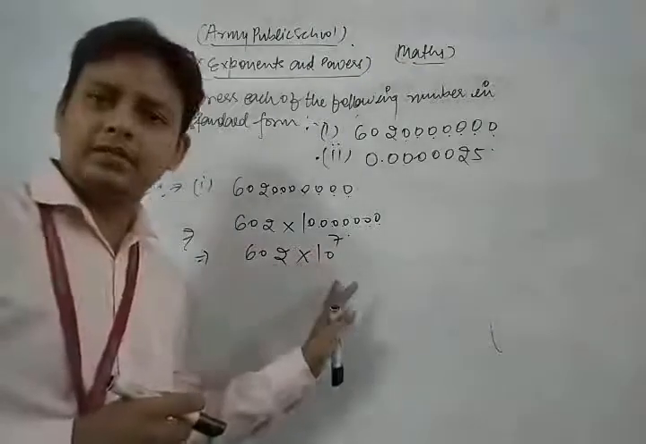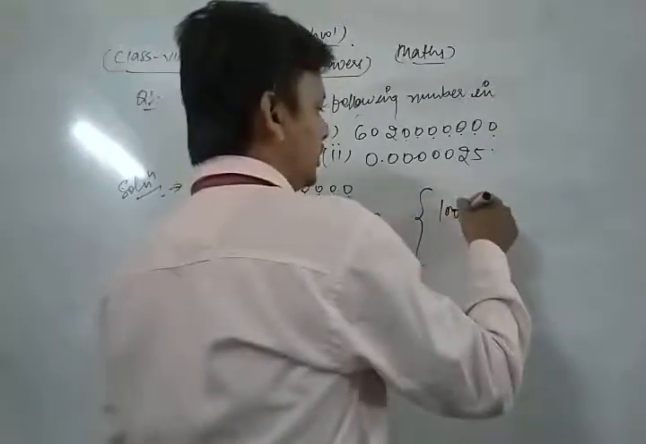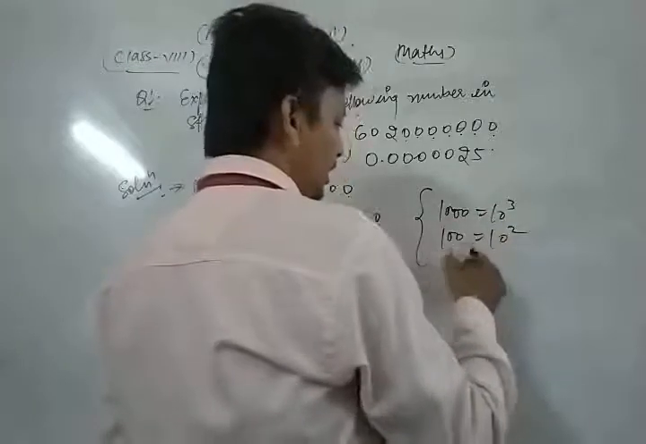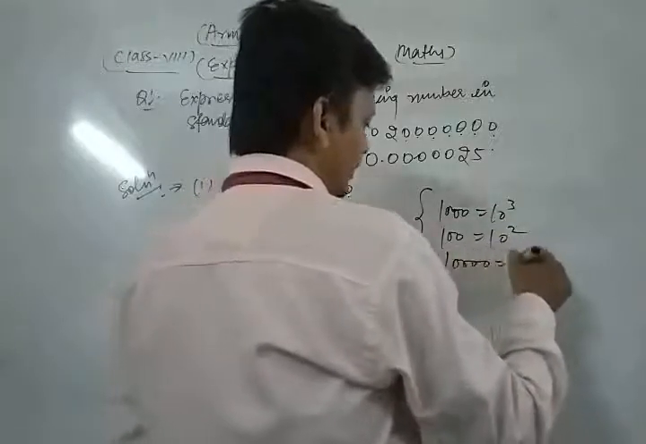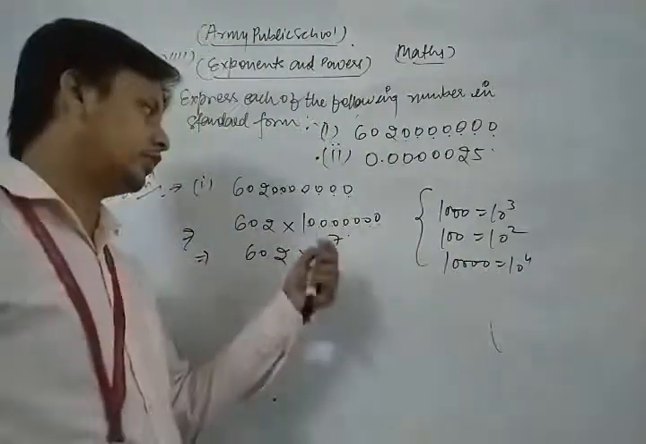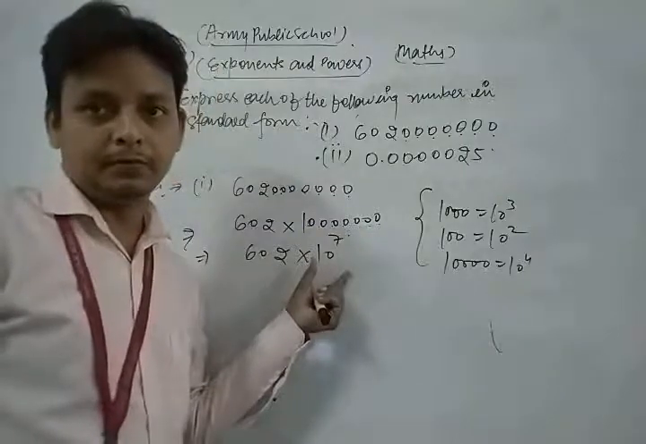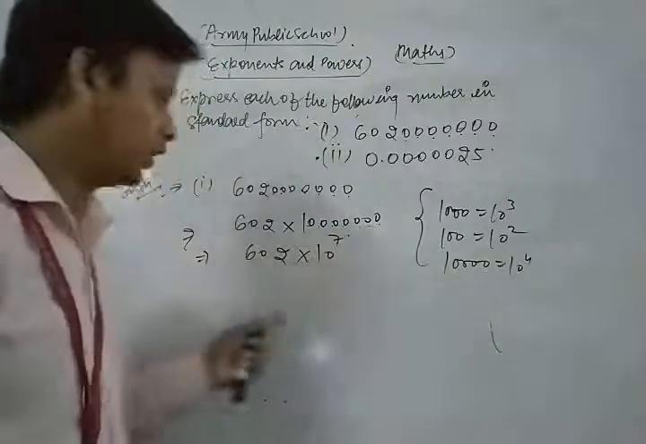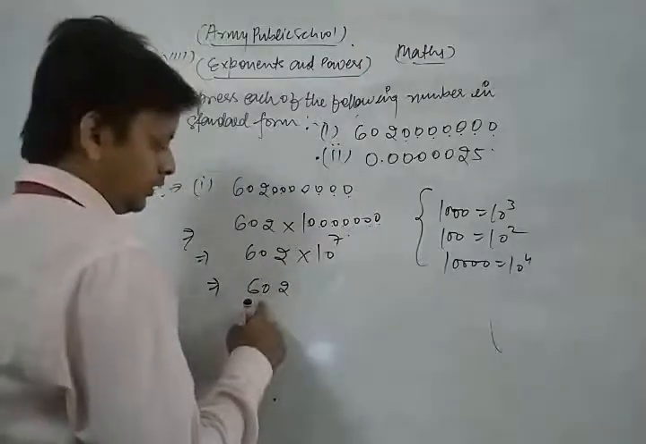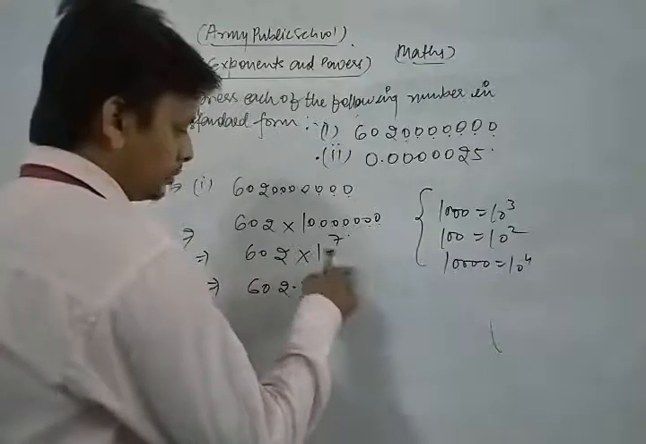This is a very easy concept. You know that if we have 1000, then we write 10 to power 3. If we have 100, then we can write 10 to power 2. If we have 10,000, then we can write 10 to the power 4. Similarly, dear student, first of all you write these numbers in exponential form. This is the way. Now we write 602.0 into 10 to the power 7.